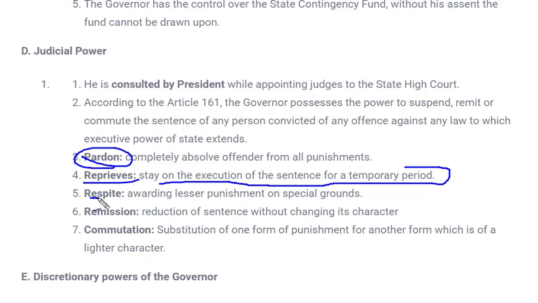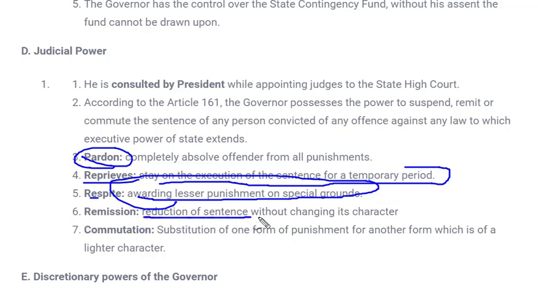Next is respite. Respite means awarding a lesser punishment on special grounds. That means if someone is incapable of taking his punishment, for example, if someone has got a rigorous punishment of 7 years and he is handicapped, in that case, if the governor wishes, it can be respited. Next is remission. Remission means reduction of sentence without changing its character.